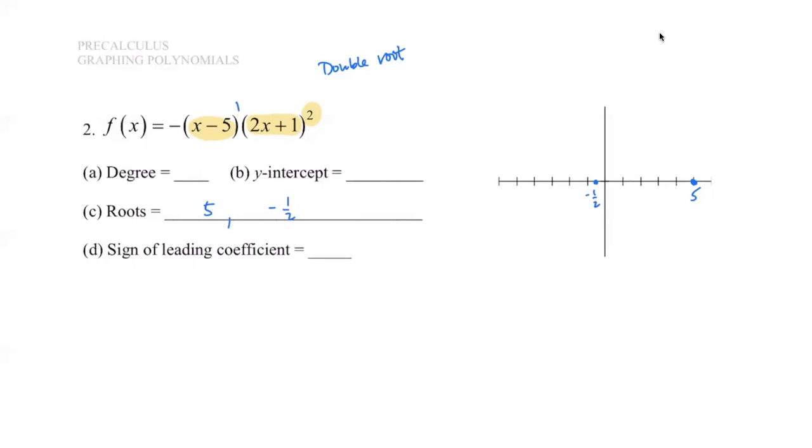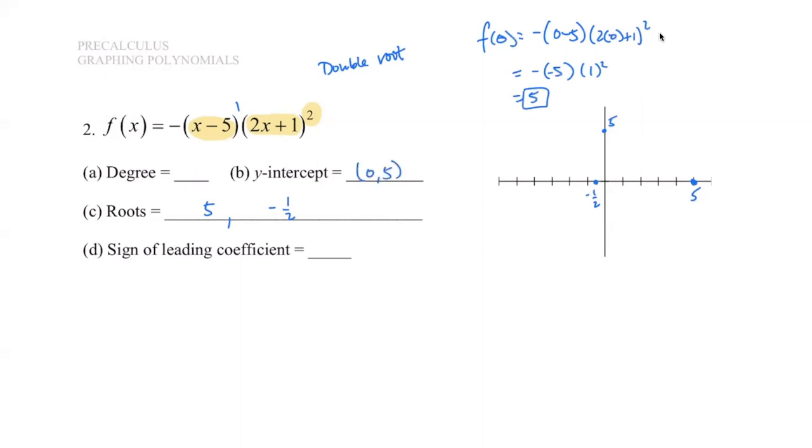Next up, we will find our y-intercept. Our y-intercept would be f of 0. f of 0 would be negative 0 minus 5, and then 2 times 0 plus 1. So that should be a negative 5. And then this is just 1 squared, so it'll be just the number 5. So 5 right here. All right, so far so good. We have the y-intercept, (0, 5).